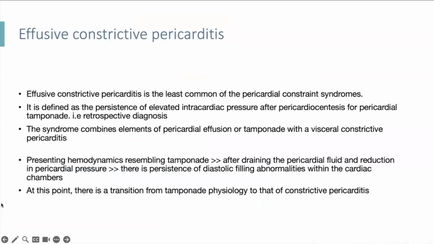This slide talks about another kind. Effusive constrictive pericarditis is basically people who present with pericardial effusion and tamponade physiology, and then you drain them, remove the fluid from the pericardium and equalize the pressure, and they still have persistent diastolic filling abnormalities which go with restriction. So you can retrospectively diagnose those patients with constrictive pericarditis after removing the pericardial fluid.